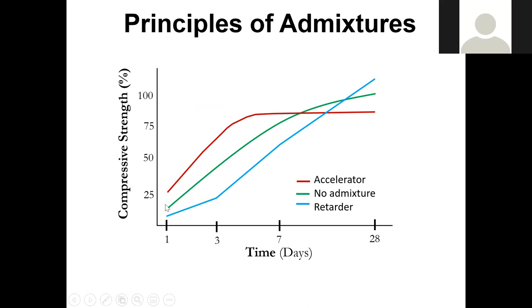So the green line here is no admixture. But what I noticed whenever I added an accelerator, you got higher strengths at an earlier age. But after 3 days, they flattened out. That 7 day, 28, they just really flattened. The retarder though, you had lower strengths initially, but after 7 days, it really kicked off. And by 28, you actually had higher strengths than the other two mixes.